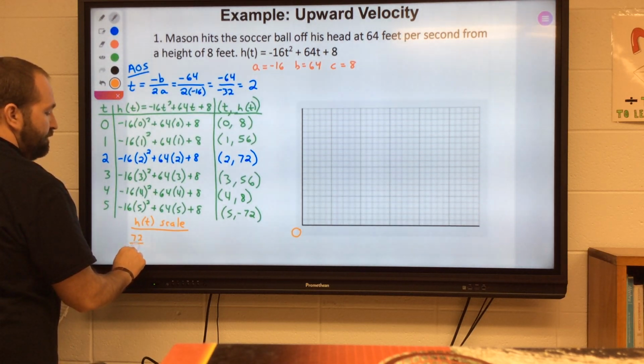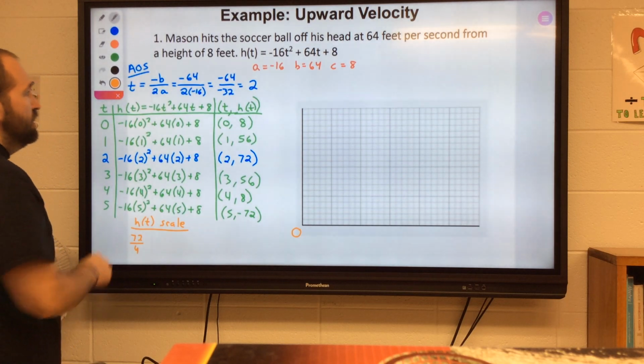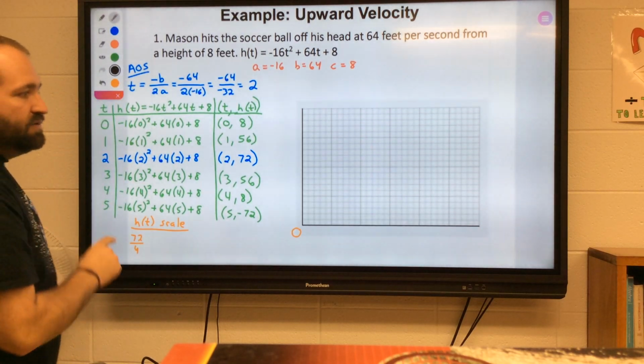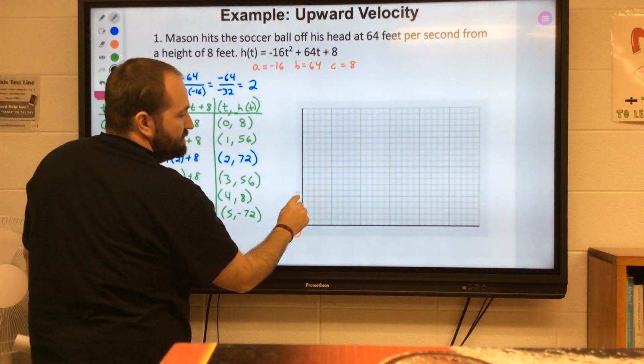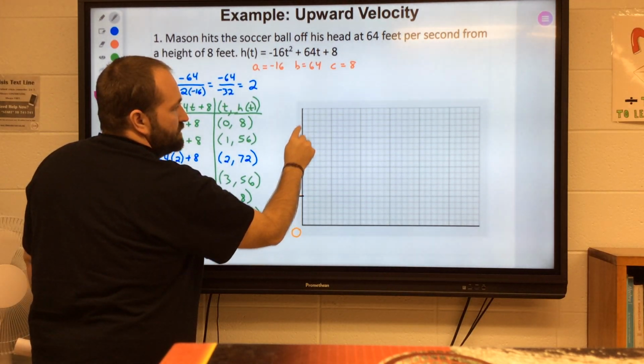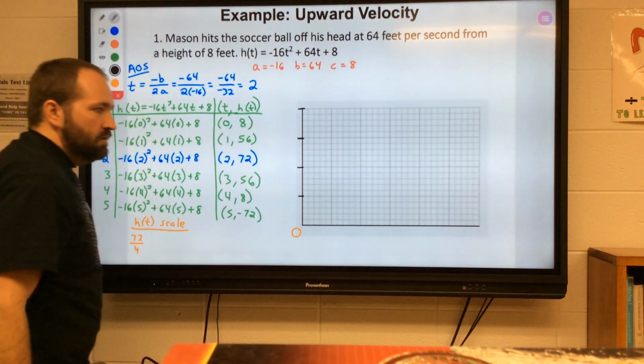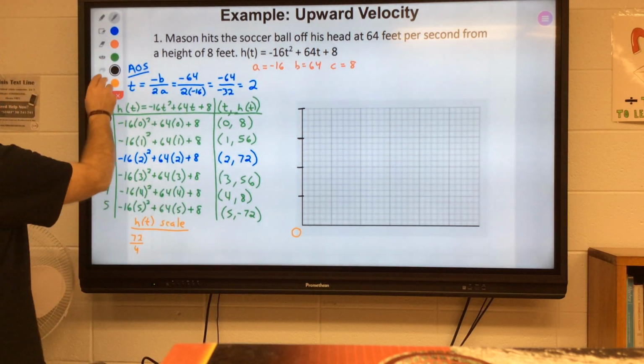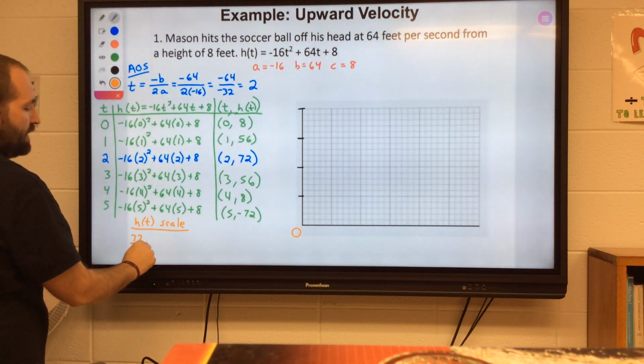I'm going to divide that by 4, because if you look close at the graphs that I provide you, you have 4 nice landmarks here that divide this big graph into big sections. So when I take 72 divided by 4, I end up with 18.